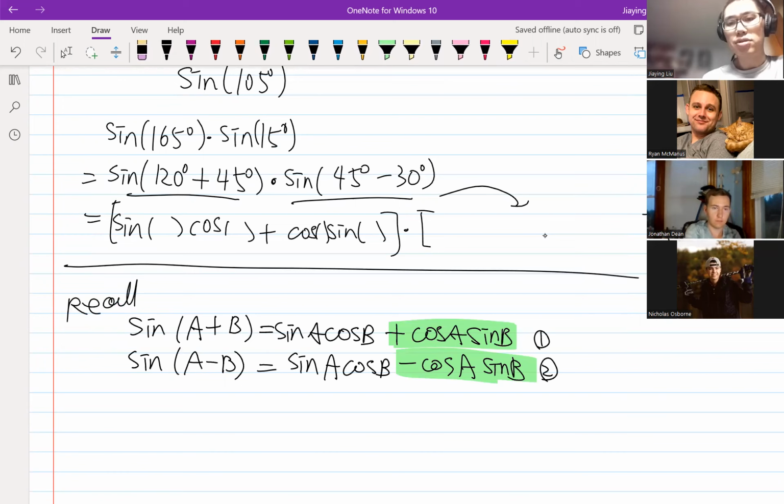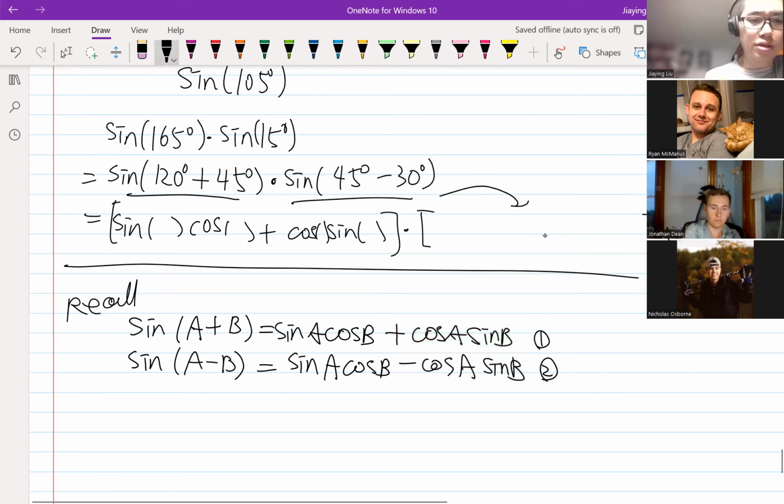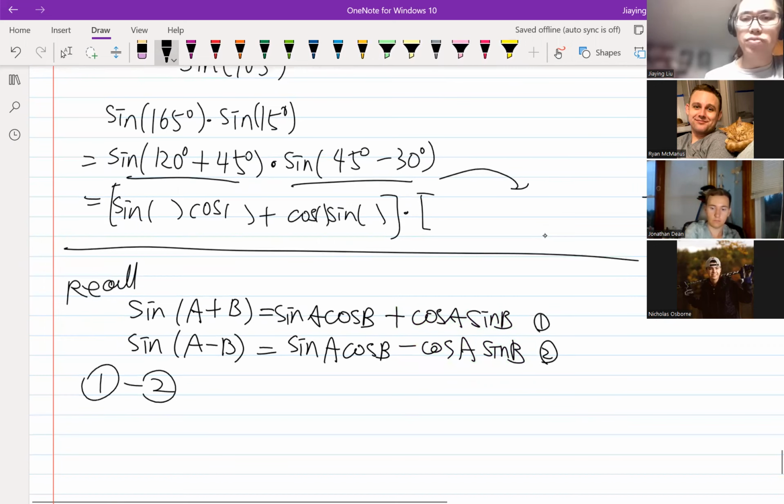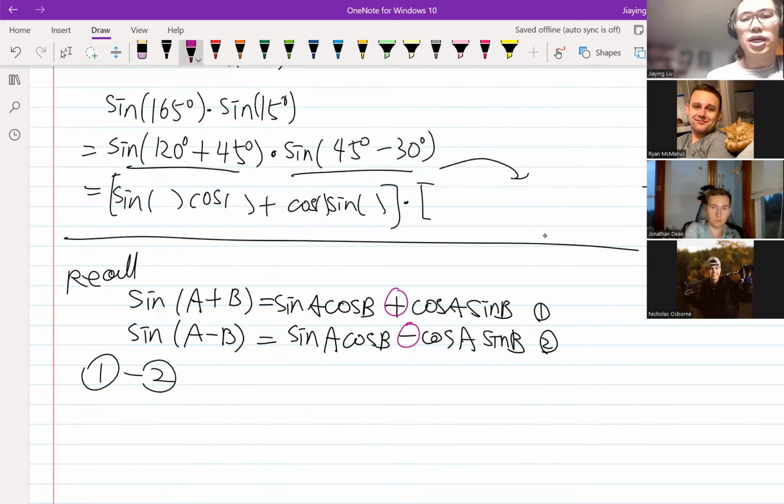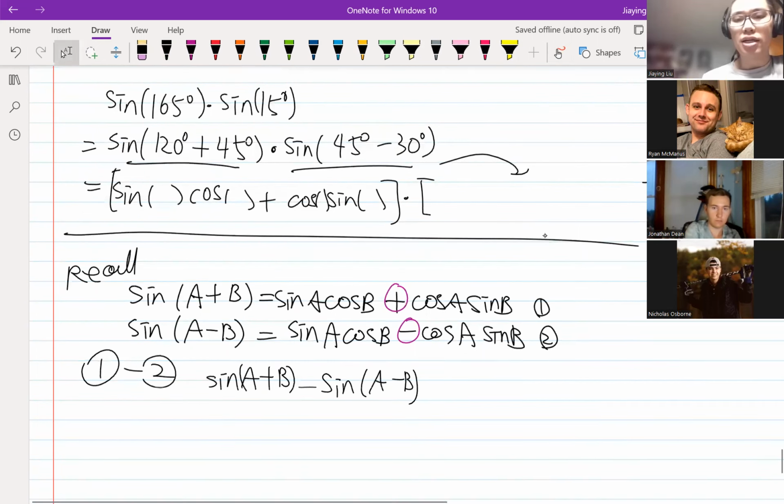Earlier we added them to get the sine A cosine B. But if we take 1 minus 2 in this case, it's easier because we want a positive. So if we take the first one minus the second one, when we subtract, this plus minus a negative becomes 2 plus, and the sine A cosine B will cancel. That gives us sine A plus B minus sine A minus B.